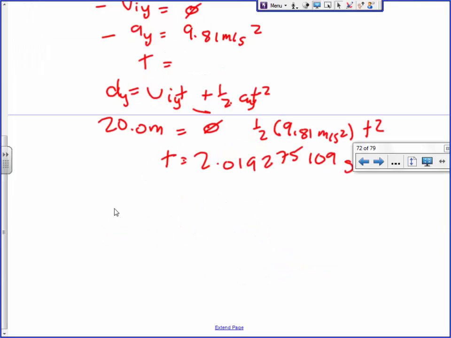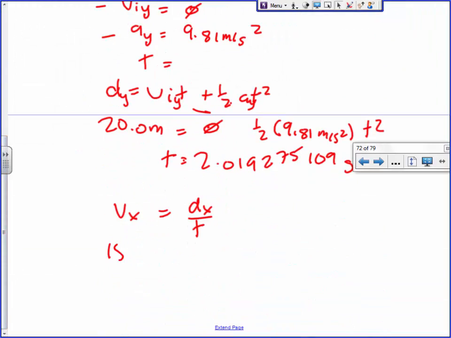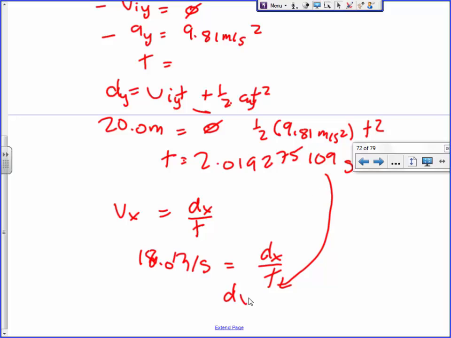So then in your x direction, velocity is your distance in x over your time. Time doesn't actually need to be a variable for x or y. We knew our x velocity though, right? What was it? 18 meters per second. It equals our distance in x over this time, which we just solved for. Just multiply.